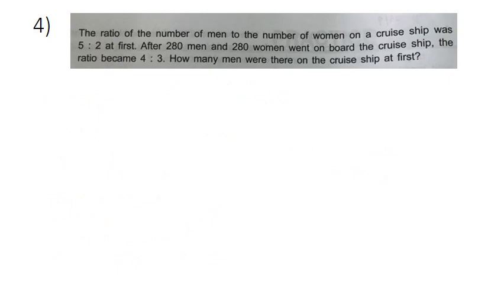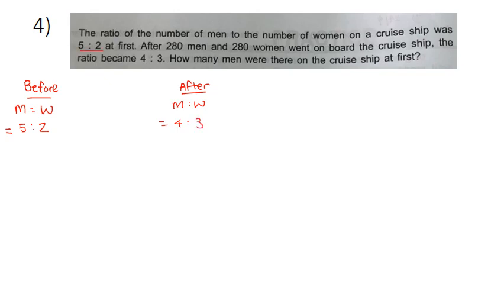Fourth question: the ratio of the number of men to the number of women on a cruise ship was 5 to 2 at first. After 280 men and 280 women went on board the cruise ship, the ratio became 4 to 3. How many men were there on the cruise ship at first? Now, first and foremost, notice that this is a before-after question. So let's have the ratio before and the ratio after.